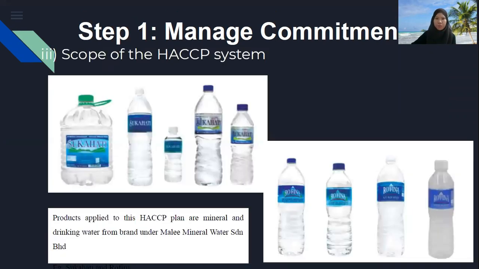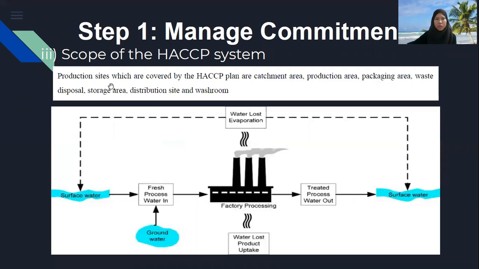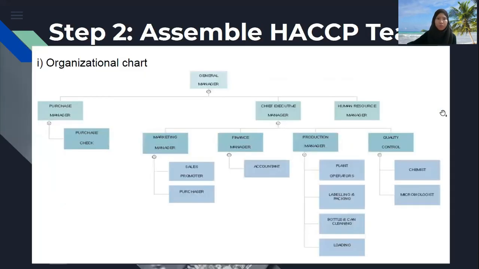This is in charge by the quality manager. For the scope of the HACCP system, the products covered by this HACCP plan are mineral and drinking water from brands under Malee Mineral Water Sendirian Berhad, as we can see in this slide, which are Sukahati and Rofina products. Next, the production sites covered by the HACCP plan are the catchment area or surface water, the production area, packaging area, waste disposal, storage area, distribution site, and also the washroom.